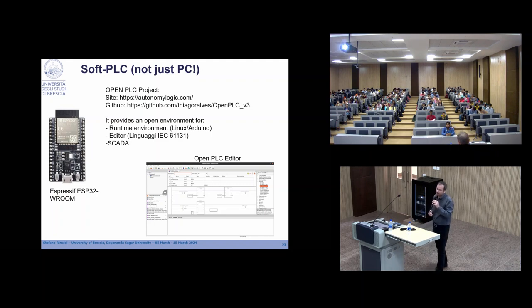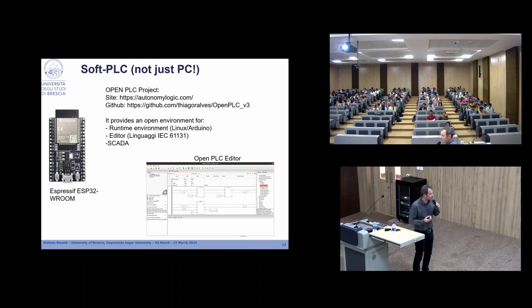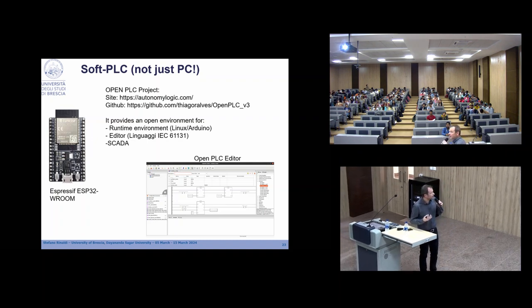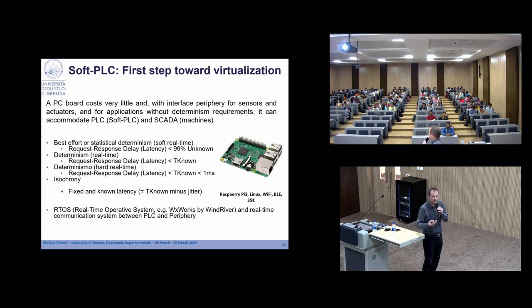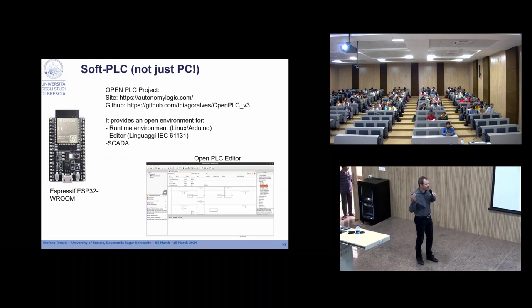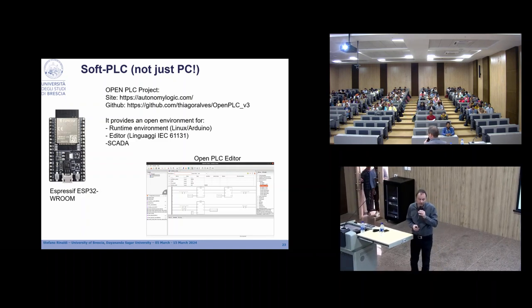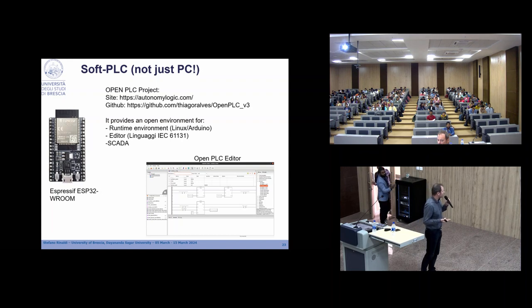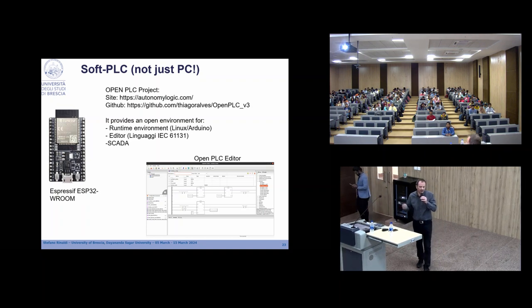Nowadays, the technology is rapidly changing, and it's possible to run soft PLC applications not only on a single board computer, like the very well-known Raspberry Pi platform, but also on some kinds of microcontrollers. I don't know if you know ESP32. It's a very famous low-cost microcontroller. So basically, we can run a soft PLC on a platform that costs probably $2-3 or less.